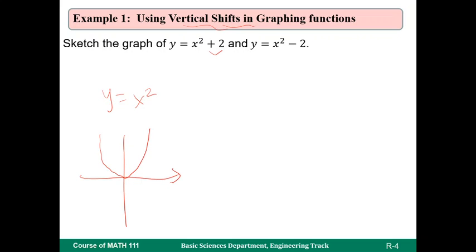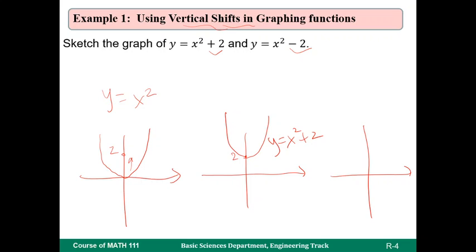And then x squared plus 2 is wanted, so it means we will shift it 2 units up. So let's say this is 2, 0 will come to 2, and that will be y equal to x squared plus 2. And then minus 2, it will go 2 units down, so it will go to minus 2, and we will have this.